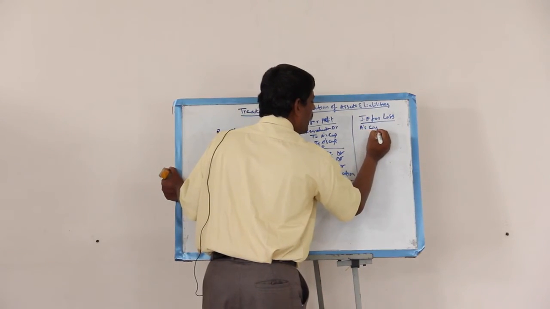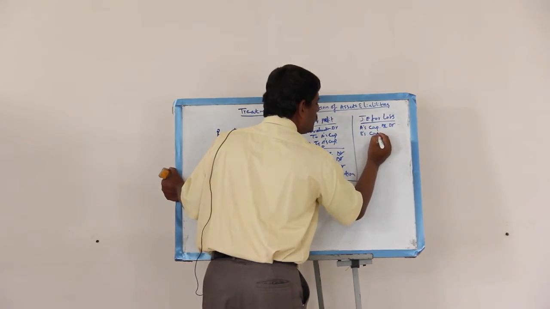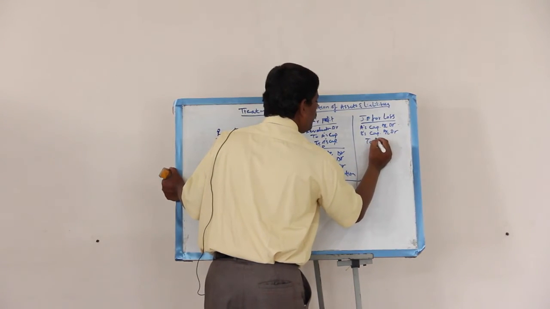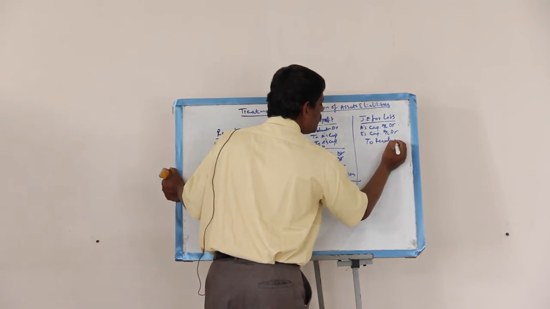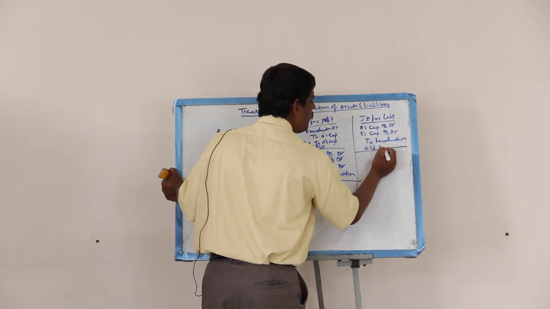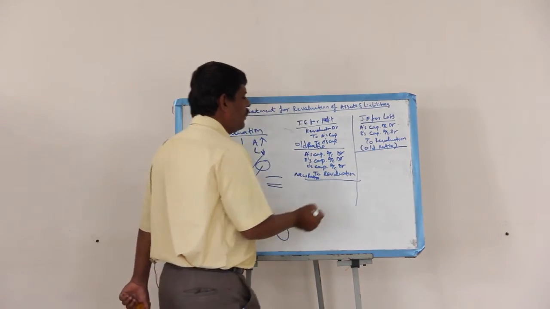Journal entry for loss on revaluation of assets and liabilities. A's capital account debit, B's capital account debit, to revaluation account as per old ratio. As I told you already, the first entry will be old ratio, the second entry will be new ratio.